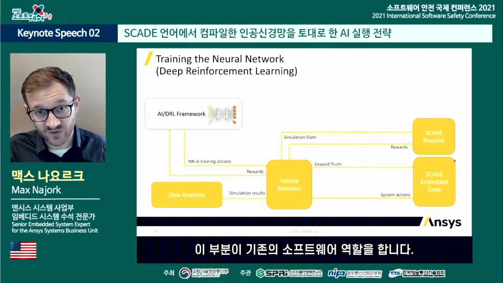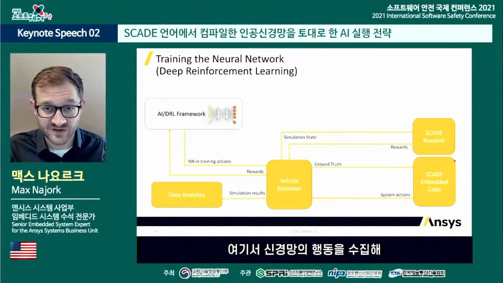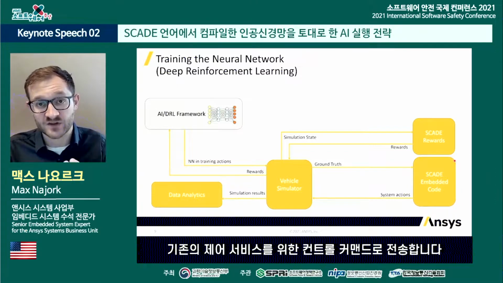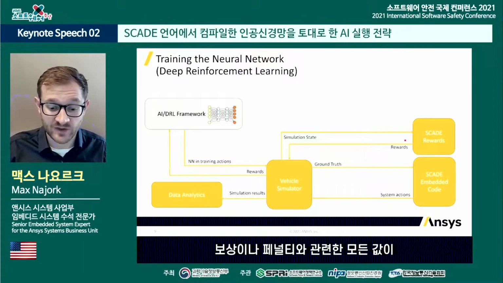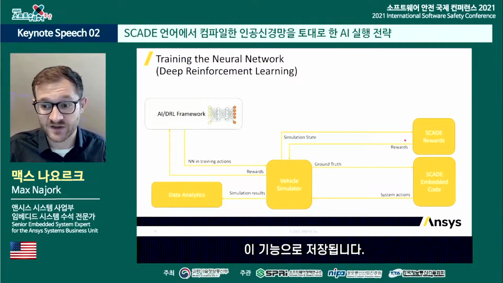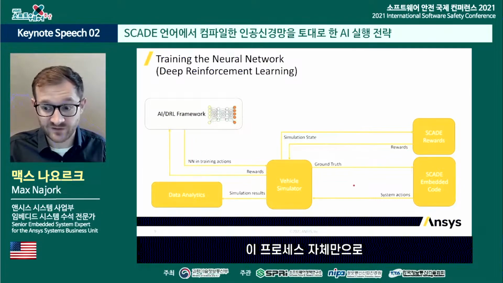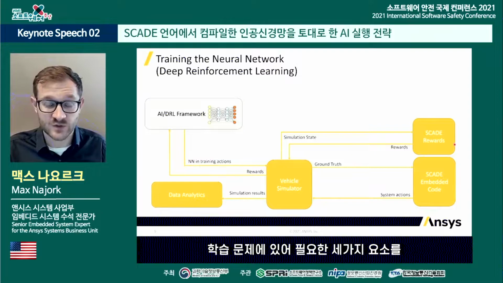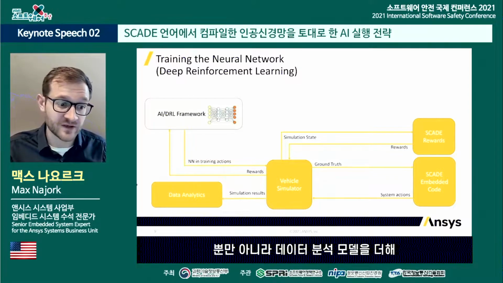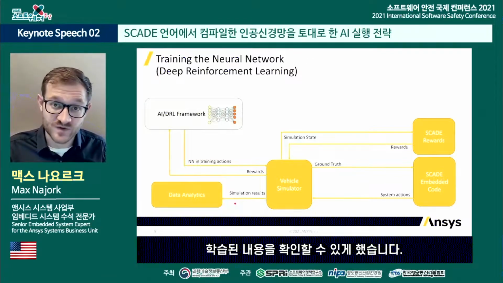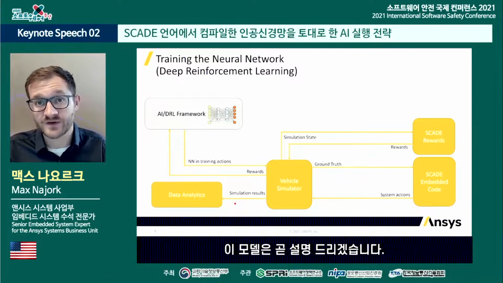So that's the part with the conventional software. That part takes the neural network action and puts it into a conventional control command for control surfaces. In addition to that, there's also a Scade-based reward function. Everything which has the incentives and penalties is contained in the Scade reward function. This in itself brings together the three elements which we need for a learning problem. And in addition, we have added a data analytics module, which we'll see in a second, that helps us understand what has been learned.